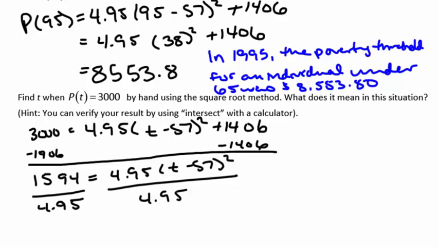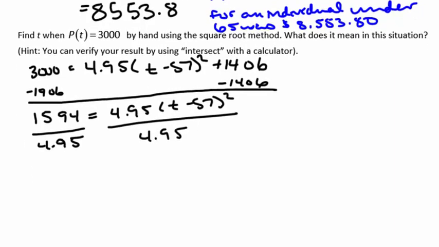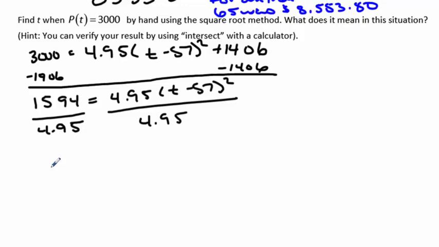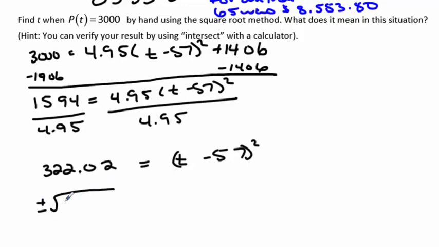Now I've got to divide both sides by the 4.95. And at this point, we're going to have to start rounding. 1594 divided by 4.95 is about 322.02 equals t minus 57 squared. And now we need the square root of both sides. So we're going to get plus and minus the square root of 322.02 equals t minus 57.